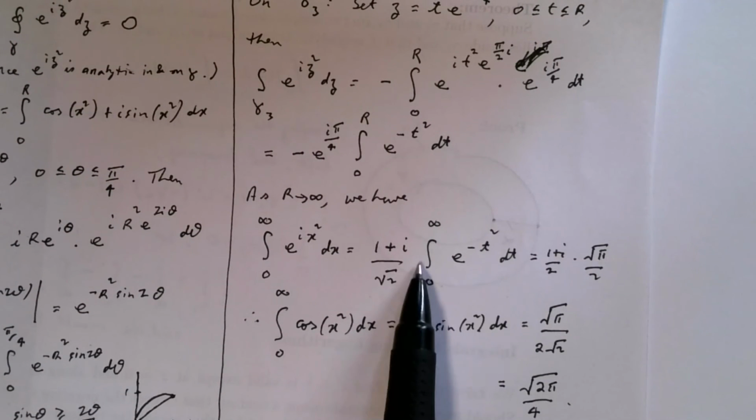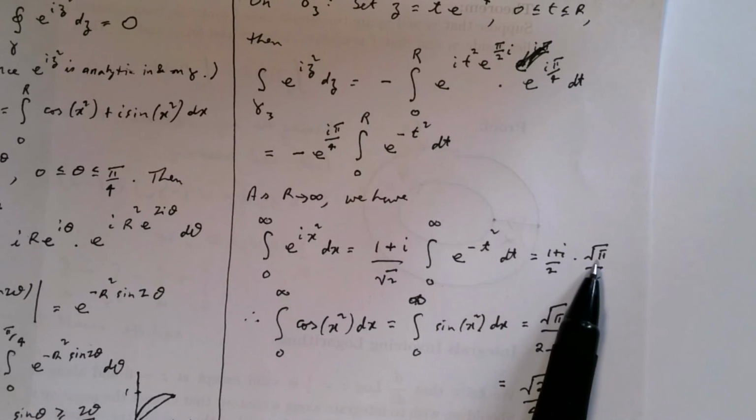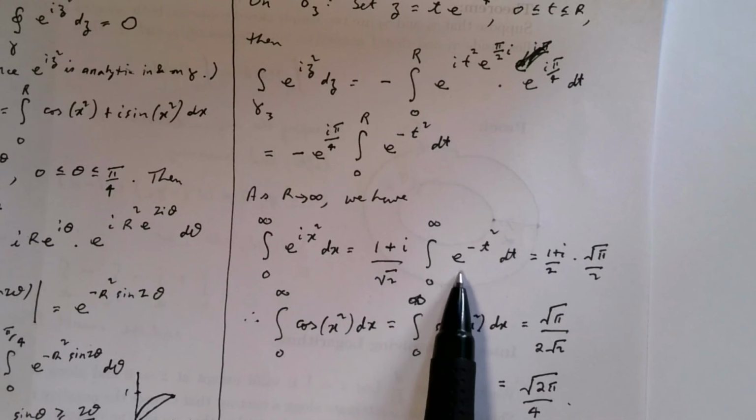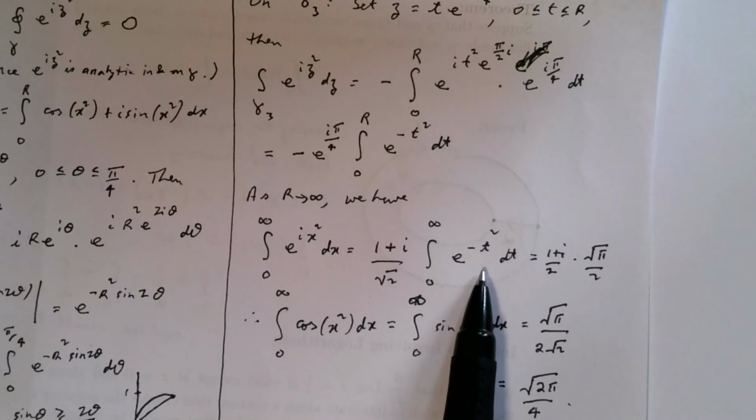And this integral I need to pull out perhaps of the air. This is a well-known integral. So the integral 0 to infinity e to the minus t squared, from other courses in calculus you may have done, that's just root pi on 2.